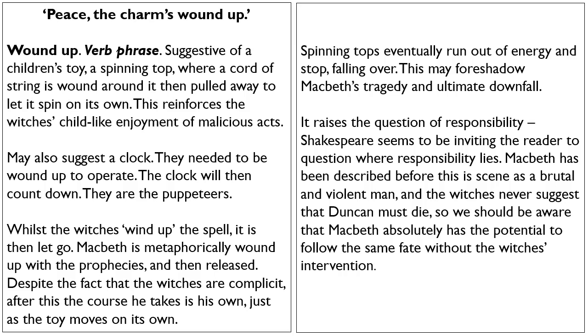It really raises the question of responsibility. Shakespeare wants to invite us to question who's responsible. Macbeth has been described before this scene as a violent man, and the witches don't ever suggest Duncan has to die. So we need to be really aware that Macbeth absolutely has the potential to follow the same fate even without the witches' intervention. So, is Macbeth responsible? I think Shakespeare wants us to really think about that. And I think it's very clear to me, at least, that whilst the witches are certainly complicit, Macbeth is the one that ultimately has control over his fate.